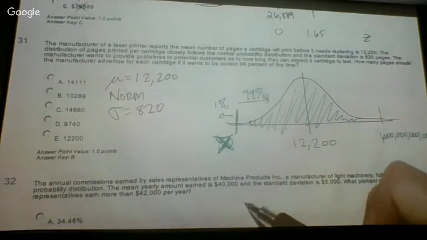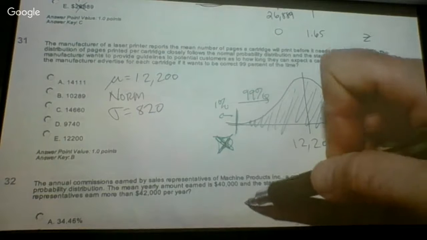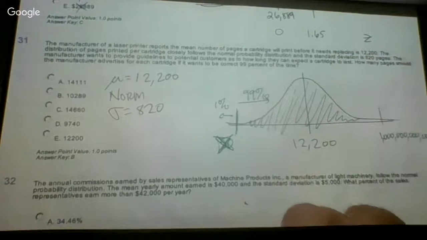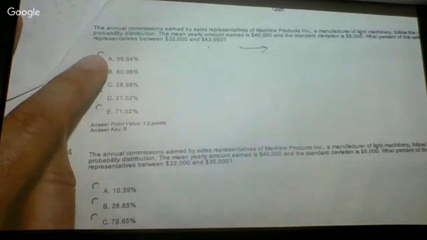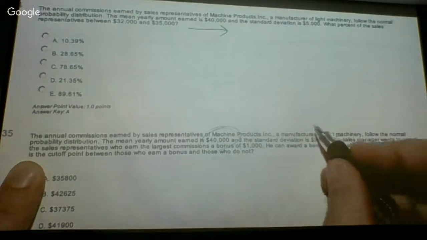And 32, that's a problem more like we've done in the past. First half questions. What percent of sales reps in 33 are between two values? This is just going from left to right. 34, again going from left to right. In 35, we're looking for a cutoff point where we've got a mean, we've got a percent, and a standard deviation.